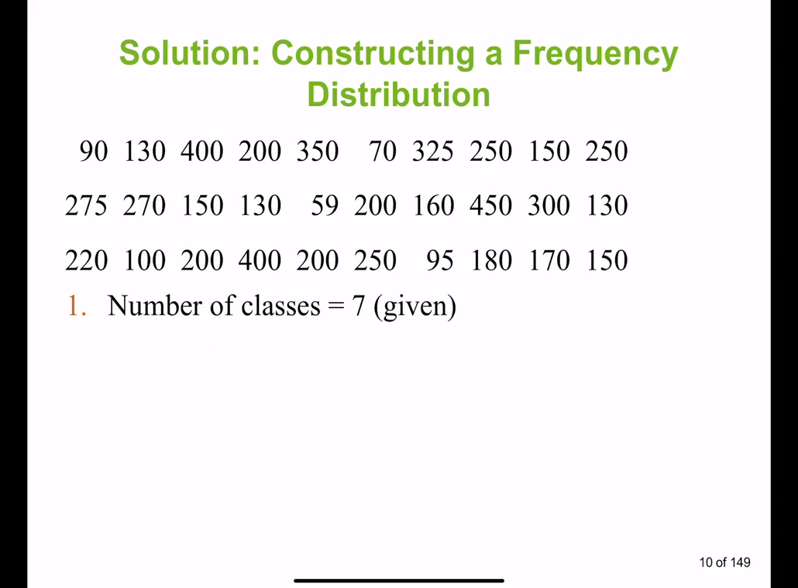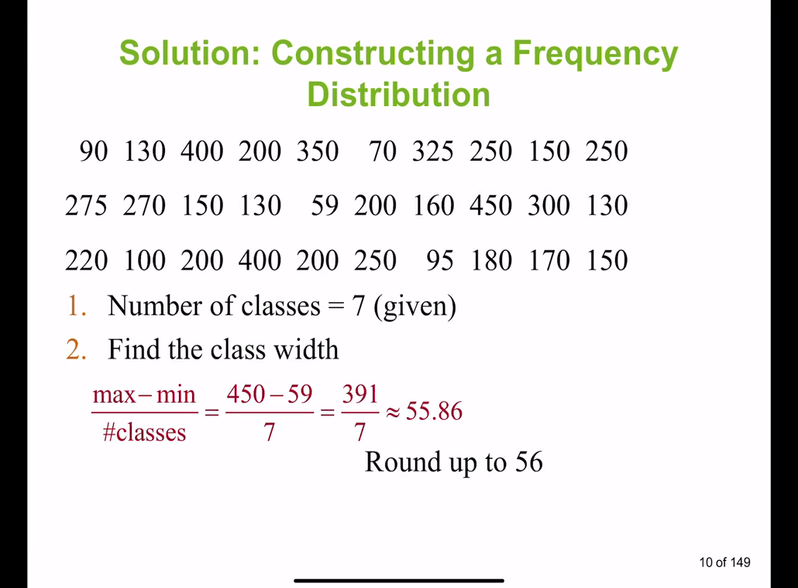In our course, we are not going to calculate the number of classes. It's always going to be given to us. Now, in this example, it says number of classes is 7. Next, we are going to find the class width. To find the class width, we use maximum minus minimum over the number of classes.